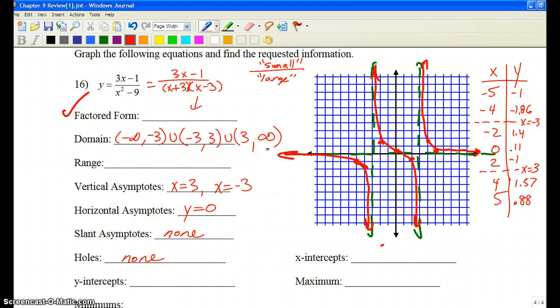Range, how far down, how far up? Now it goes down forever, that's for sure. There's an arrow facing down. It actually goes up forever, and it even hits 0 because it crosses the asymptote in the middle. So that winds up being our range.